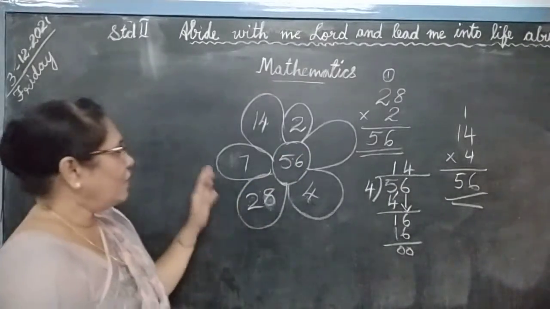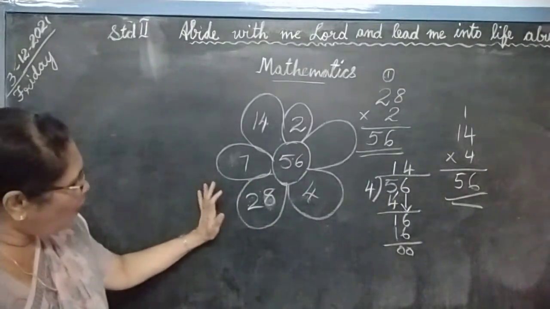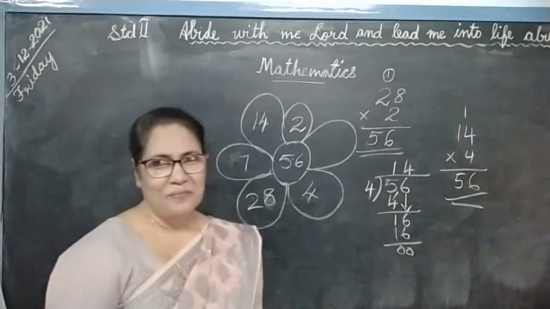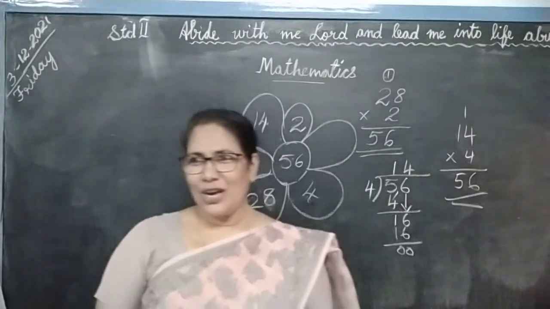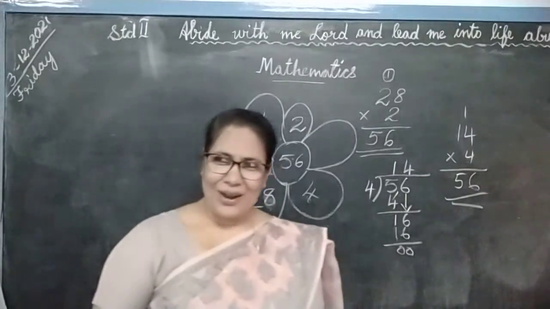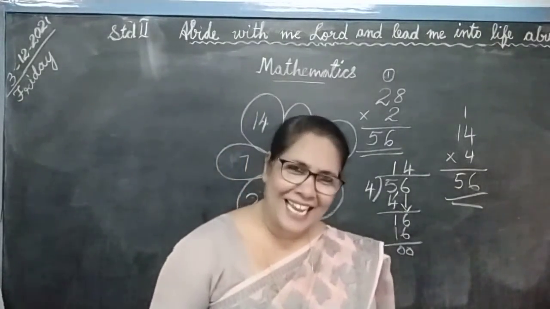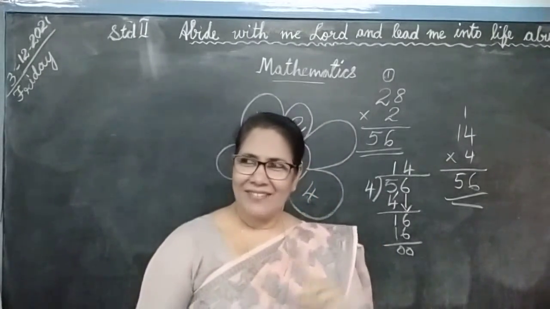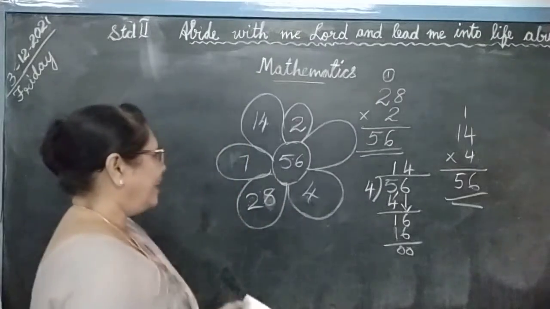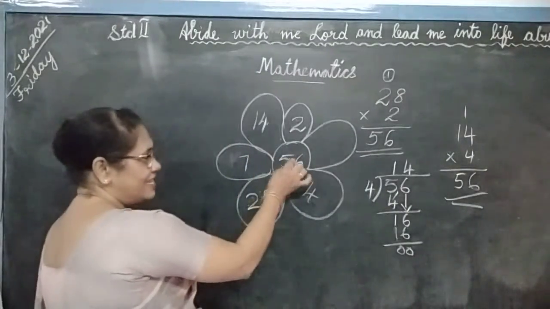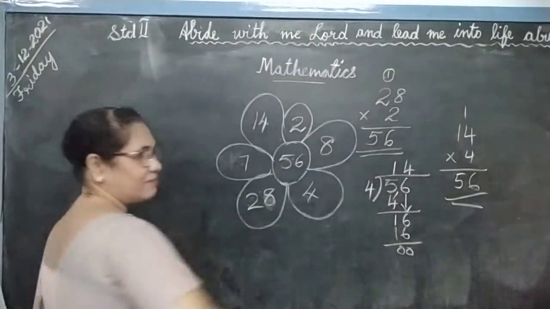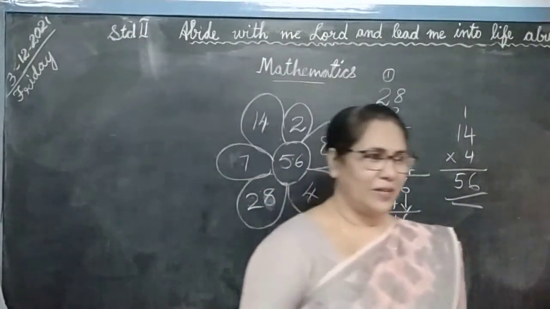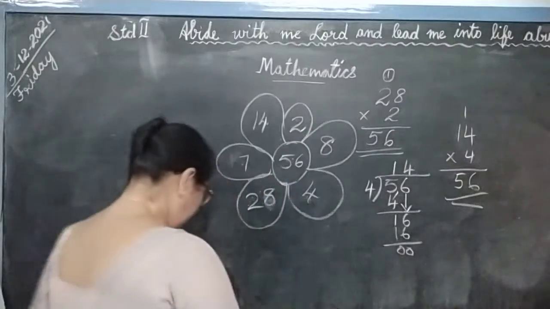Yes. Follow? Okay. Now we have to check how many 7s are there in 56. Are you sure? Is it 8? Is it correct? 8 7s are? Very good. So, there are 8 7s in 56. Did you write it? Very good, very good. Now let's move on to the next one.